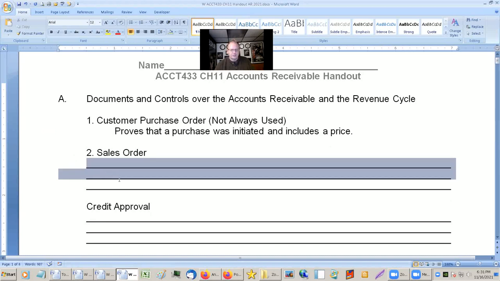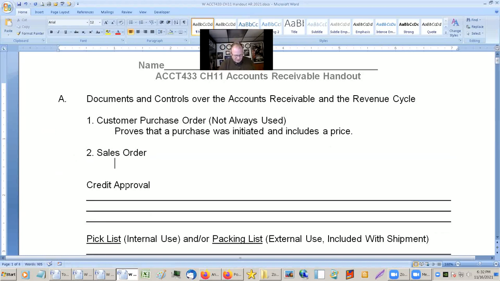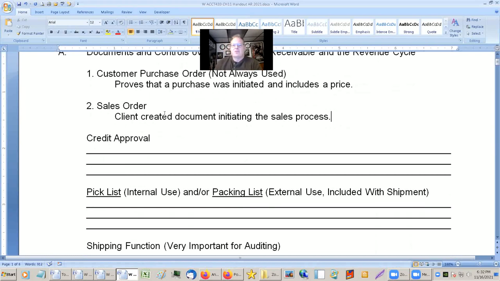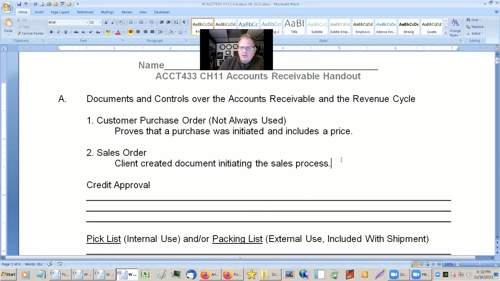By the way, sales order. This is a client see the sales process. So if it could come right off of the purchase order, it could mirror the purchase order. Again, if they don't have a purchase order, it would just be documentation that something was sold. That's what a cash register tape is. It's just documenting that this is a sales order that was completed.